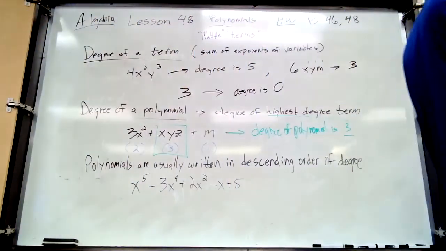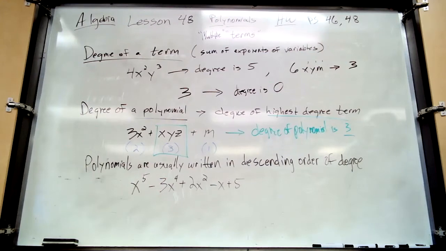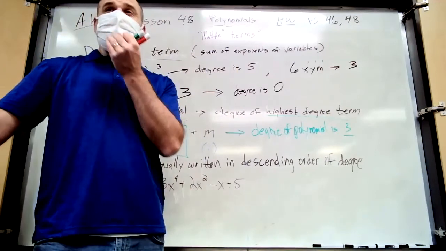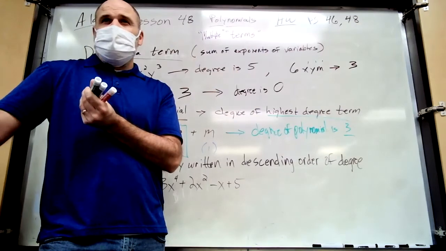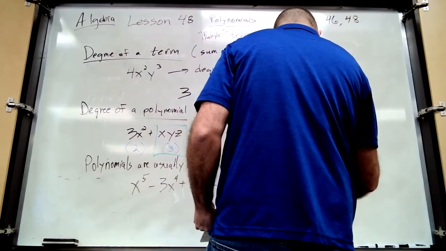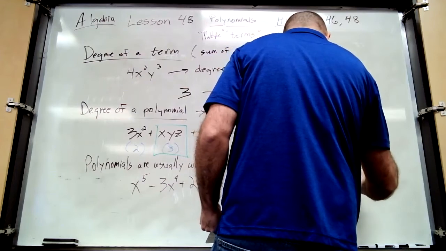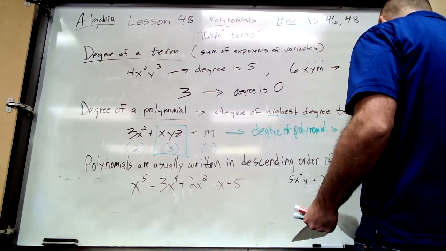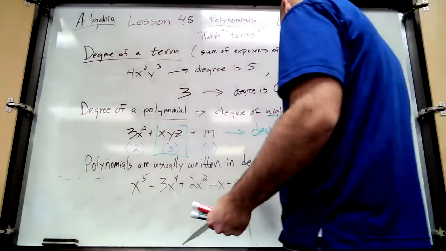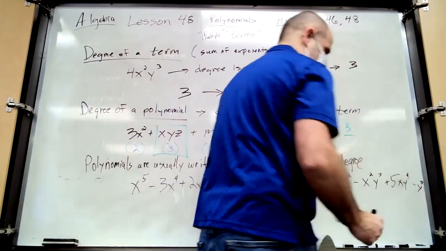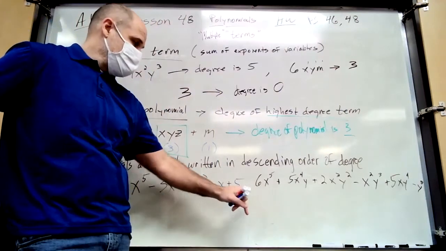So, let's try something. Yeah, when you have multiple variables, that's when it gets tricky. But when you have multiple variables and they all have the same degree, just put it in alphabetical order. So if it had like 5x to the 4th y plus 2x to the 3rd y squared minus x squared y cubed plus 5xy to the fourth. And maybe there's a 6x to the fifth here. See how these all have the same degree? They all have a degree of 5.